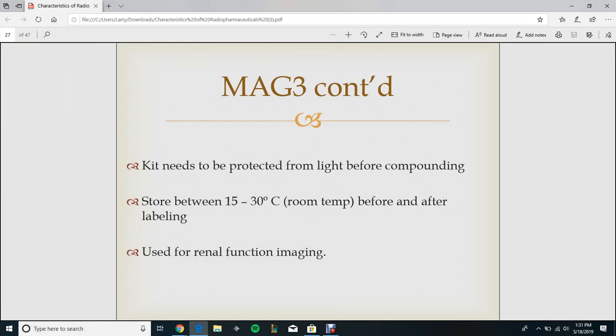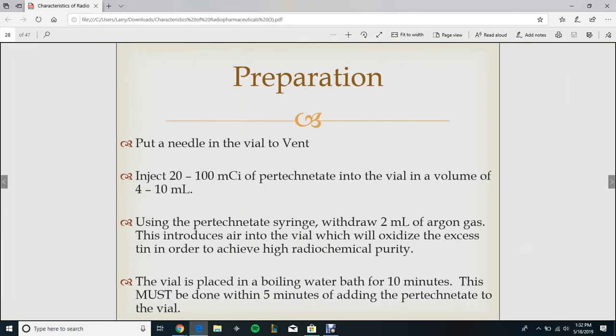The kits need to be protected from light before compounding, and they are stored between 15 to 30 degrees Celsius, which is room temperature, before and after labeling. It's used for renal function imaging.